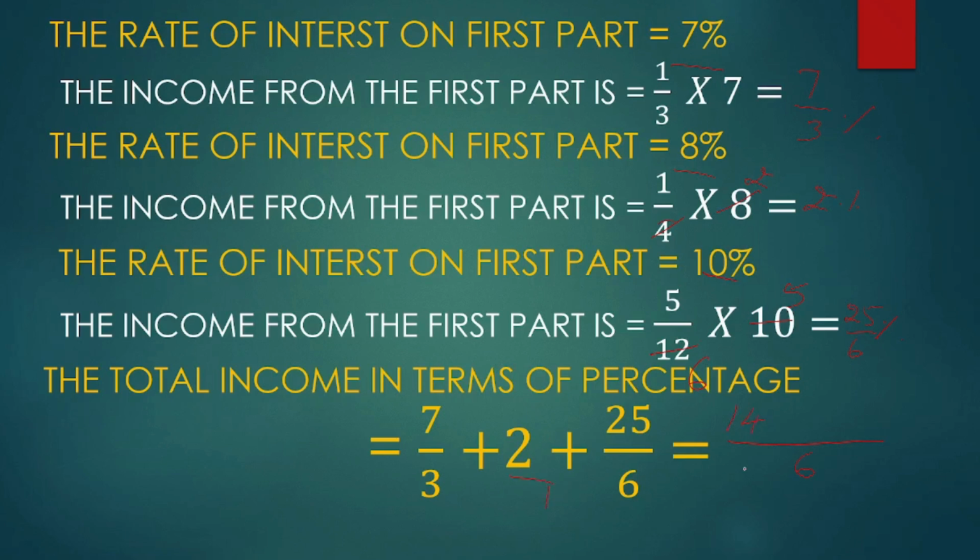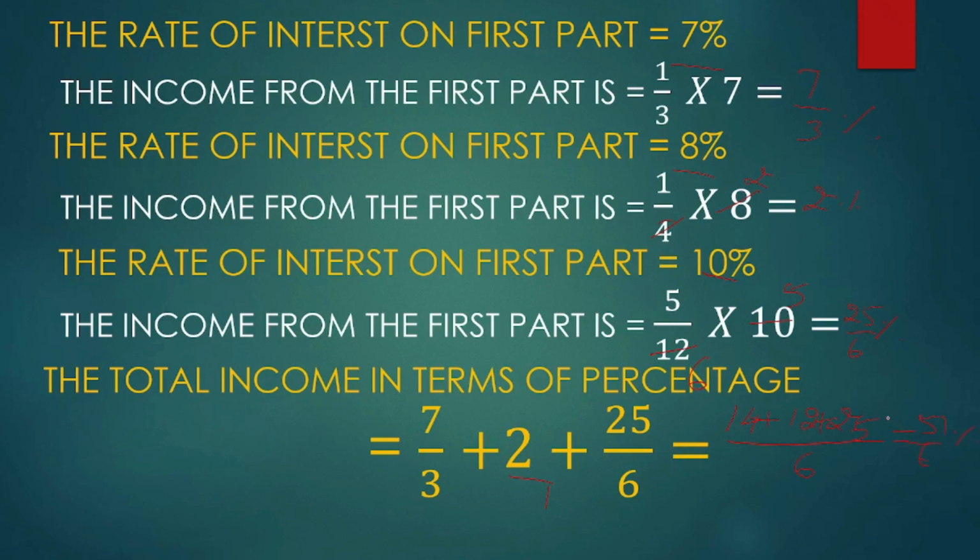2 has denominator 1, so the LCM is 6. 2 sixes are 12, that's why plus 12. And 25 by 6 has denominator 6, so 25 is placed as it is. 25 plus 12 is 37, 37 plus 4 is 41, plus 10 is 51. So it is 51 by 6%.